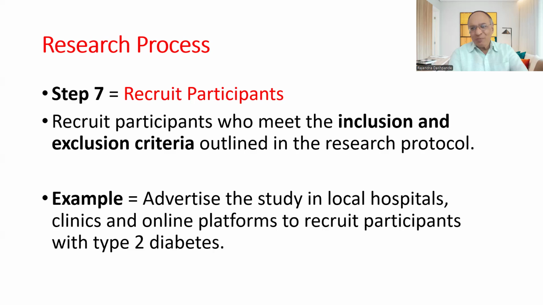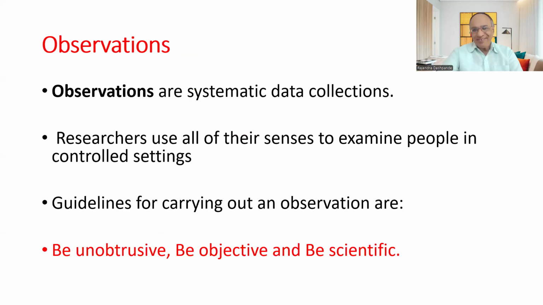We are talking about the research process or research steps. Step number 7, recruit the participants. Start your project. Recruit participants who meet the inclusion and exclusion criteria obtained in the research protocol. For example, advertise the study in the local hospitals, clinics, and online platforms to recruit your participants, meaning your patients with type 2 diabetes.